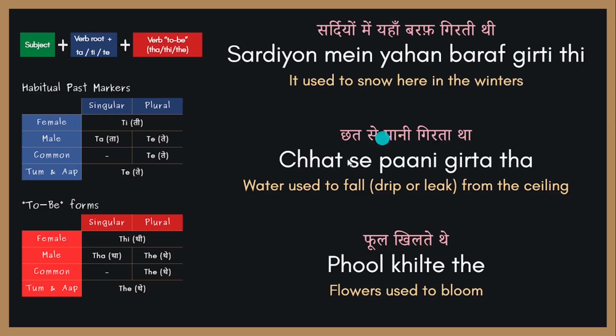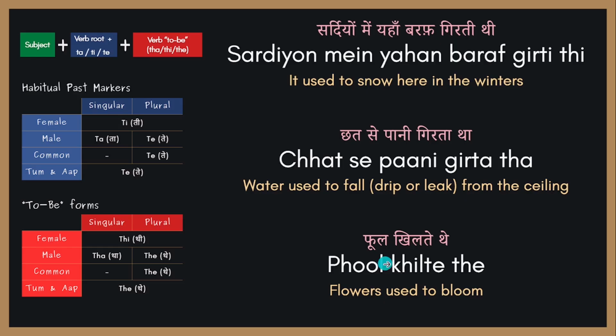Next, छत से पानी गिरता था. छत means ceiling. पानी means water. Water used to fall from the ceiling, right? Or basically the ceiling used to leak. That's what this means. छत से पानी गिरता था. पानी, or water, is a masculine noun, right? So it is गिरता था. Pani is the subject because that is what's doing the action. That water is falling. So छत से पानी गिरता था.